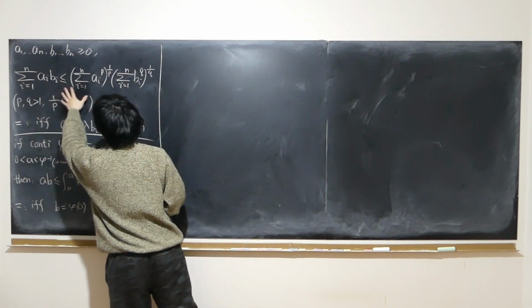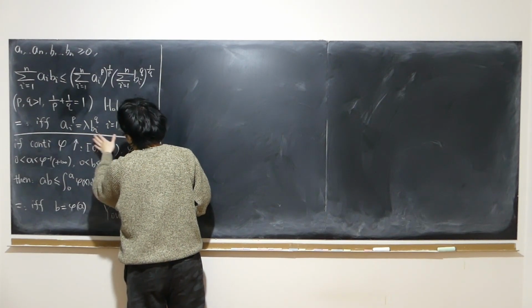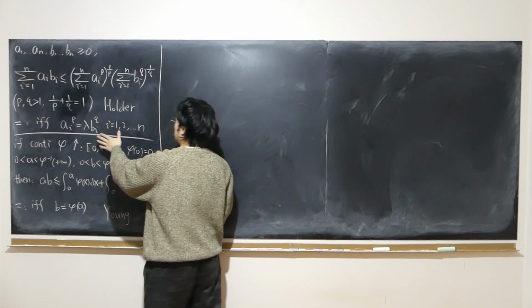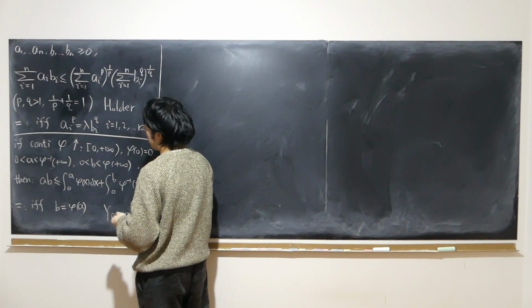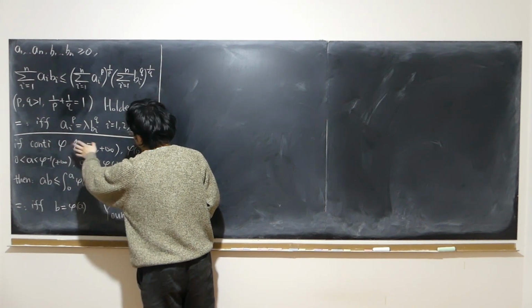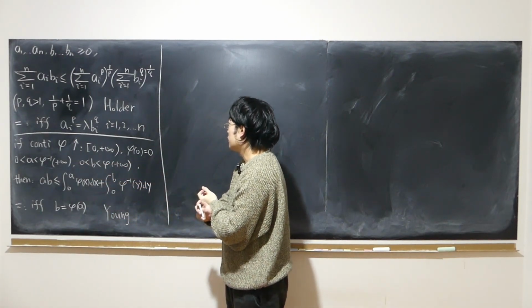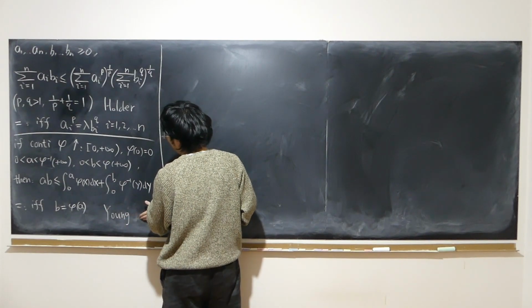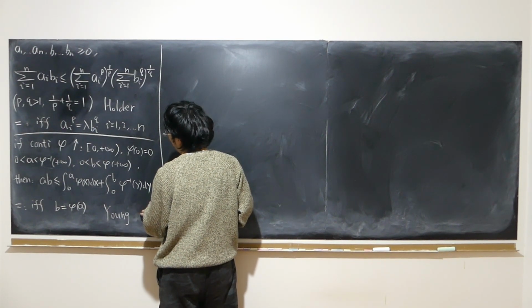So the equal sign holds if and only if for every i, ai to the power of p is equal to some constant lambda times bi to the power of q. So for every i, ai to the power of p and bi to the power of q are proportional. And of course, first we have to prove the Young inequality. This is one of many different ways.